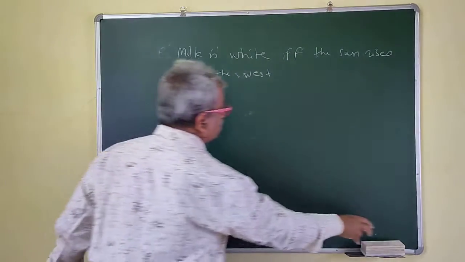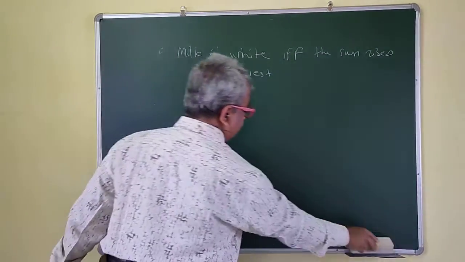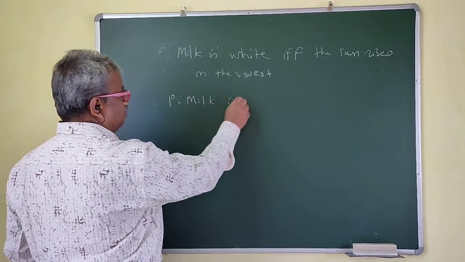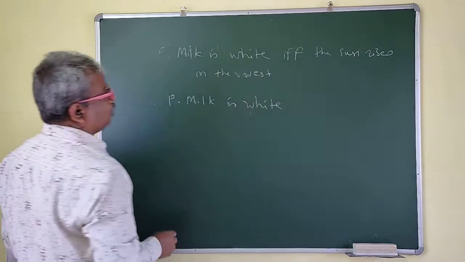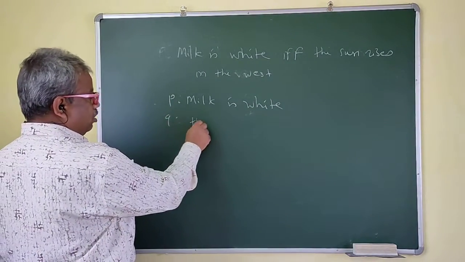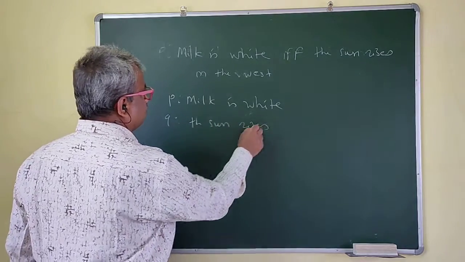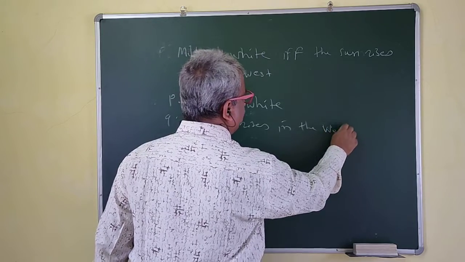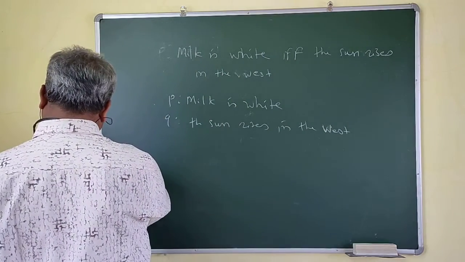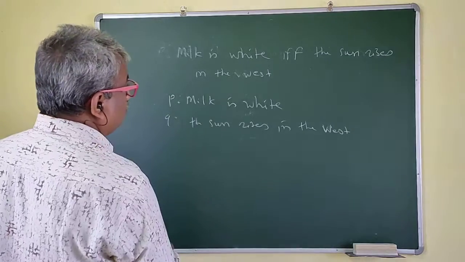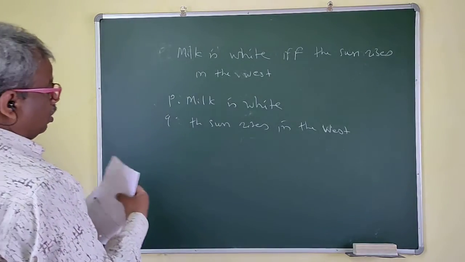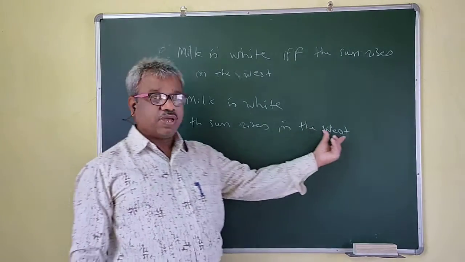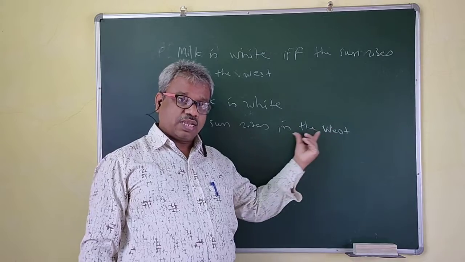Now your P is what? Milk is white. Your Q is what? The sun rises in the west. Now here, what? The sun rises early in the morning, right? And where is it? In the east, right? Here they are saying that west.